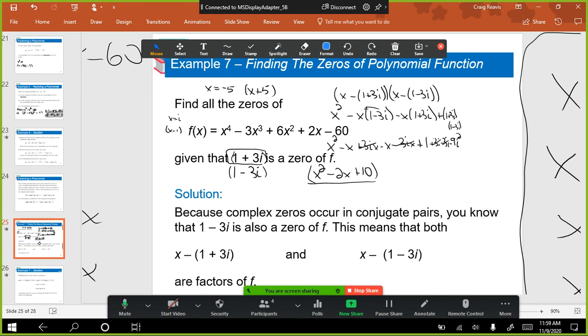So to get this 0, it came from the factor of x minus 1 plus 3i. To get this one, it came from the factor of x minus 1 minus 3i. And then I multiplied those together, which took a couple steps. And it led me to x squared minus 2x plus 10 is the part that gave me these two zeros.